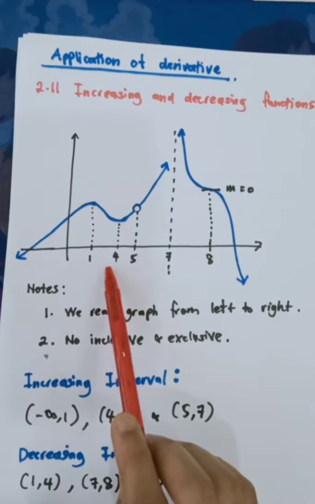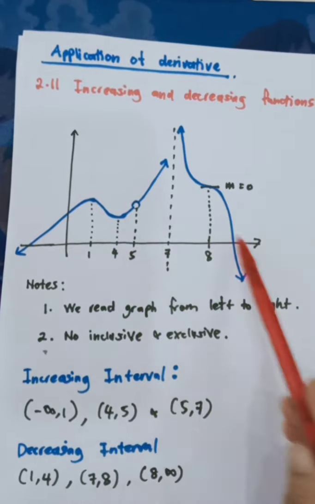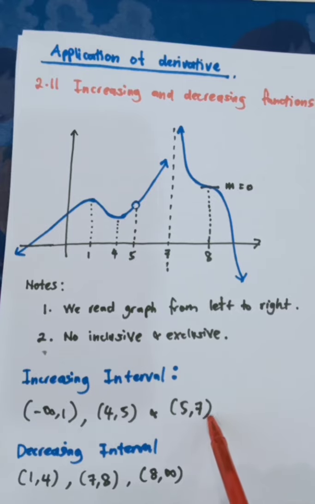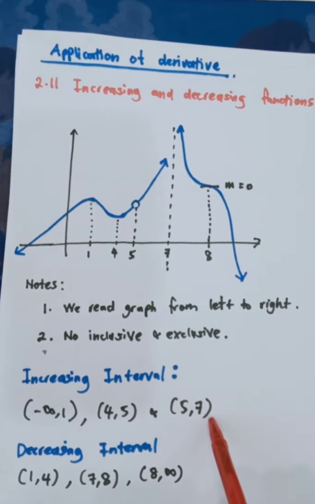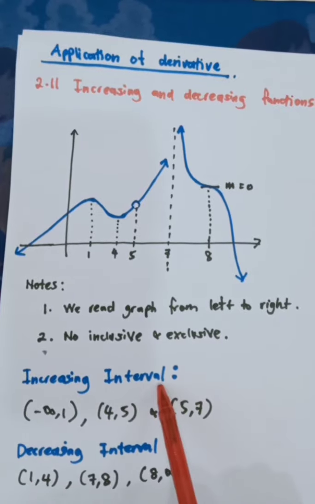Meaning that from 1 to 4, 4 to 5, 5 to 7. It depends on the pattern of your graph. And then there is no inclusive and exclusive interval. You can write either by using open bracket or square bracket. Now, what is your increasing interval from the graph?